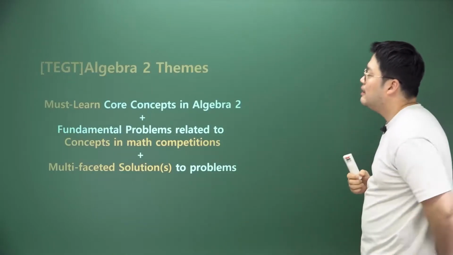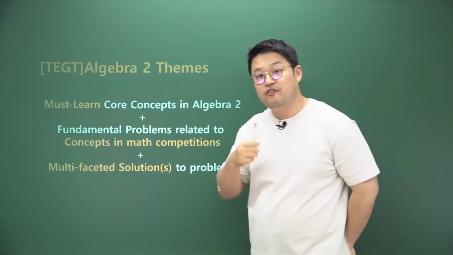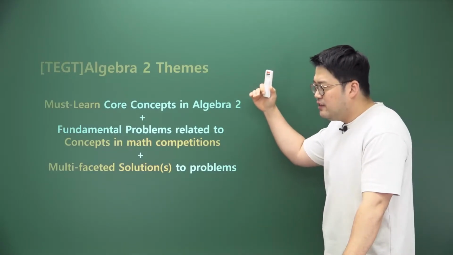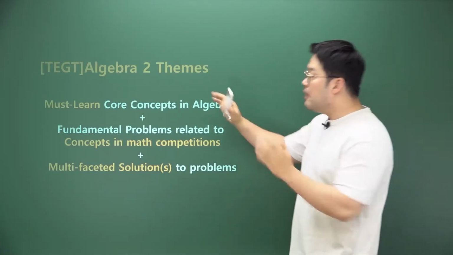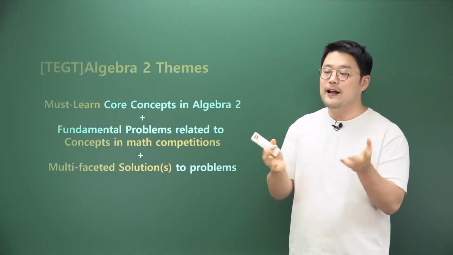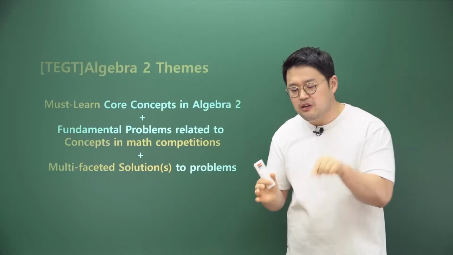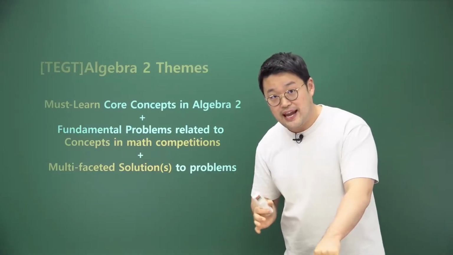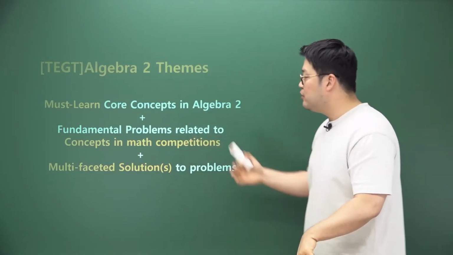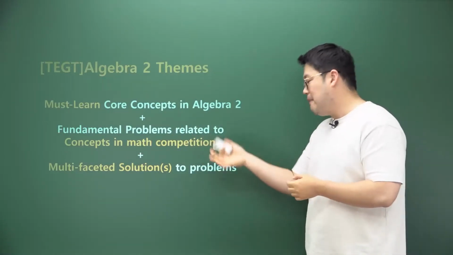Right, so let me talk about the themes of this, the Essential Guide to Algebra 2. It contains three major themes. First, must-learn core concepts in Algebra 2. What does that mean? It means that I put in all the concepts that you need to learn in order to get an A in your GPA and for your grade. Second, fundamental problems related to concepts in math competitions.